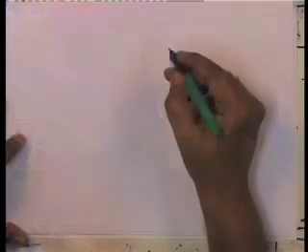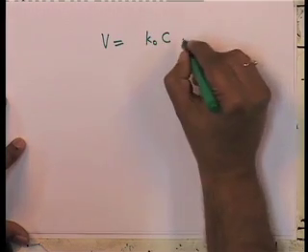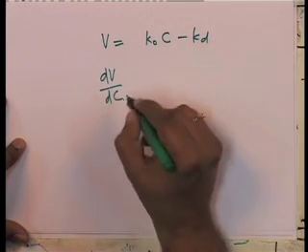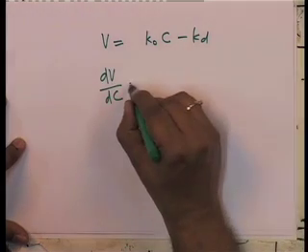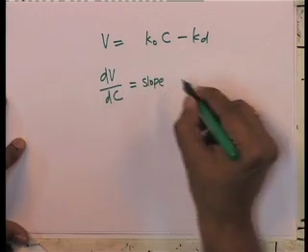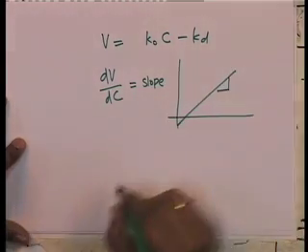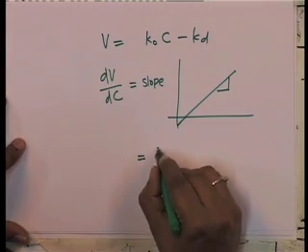Now, once you understand this much, what did we learn? What are the bottom lines? The bottom line is that velocity is K 0 times C minus K d, and dV by dC, that is the change in velocity when you change the concentration, is nothing but the slope of this curve, and the slope is nothing but K 0.